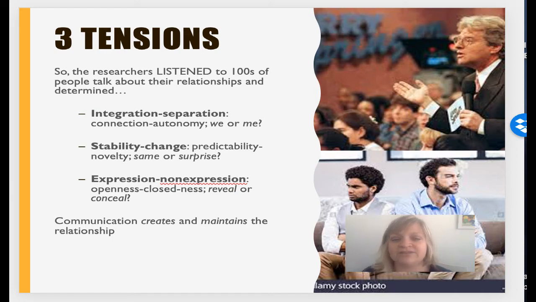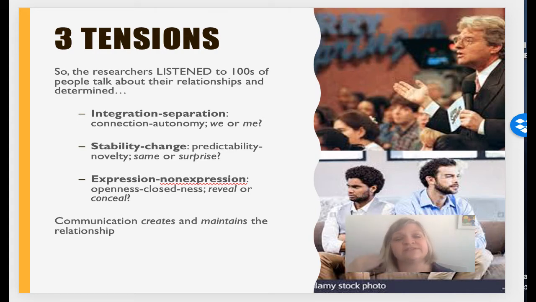So those three tensions are as follows. The first one is integration and separation. The second is stability and change. And the third is expression and non-expression. So I'm only going to spend about a minute or two on each, and then again encourage you to look up the research on this as well that I posted through our article for the week.